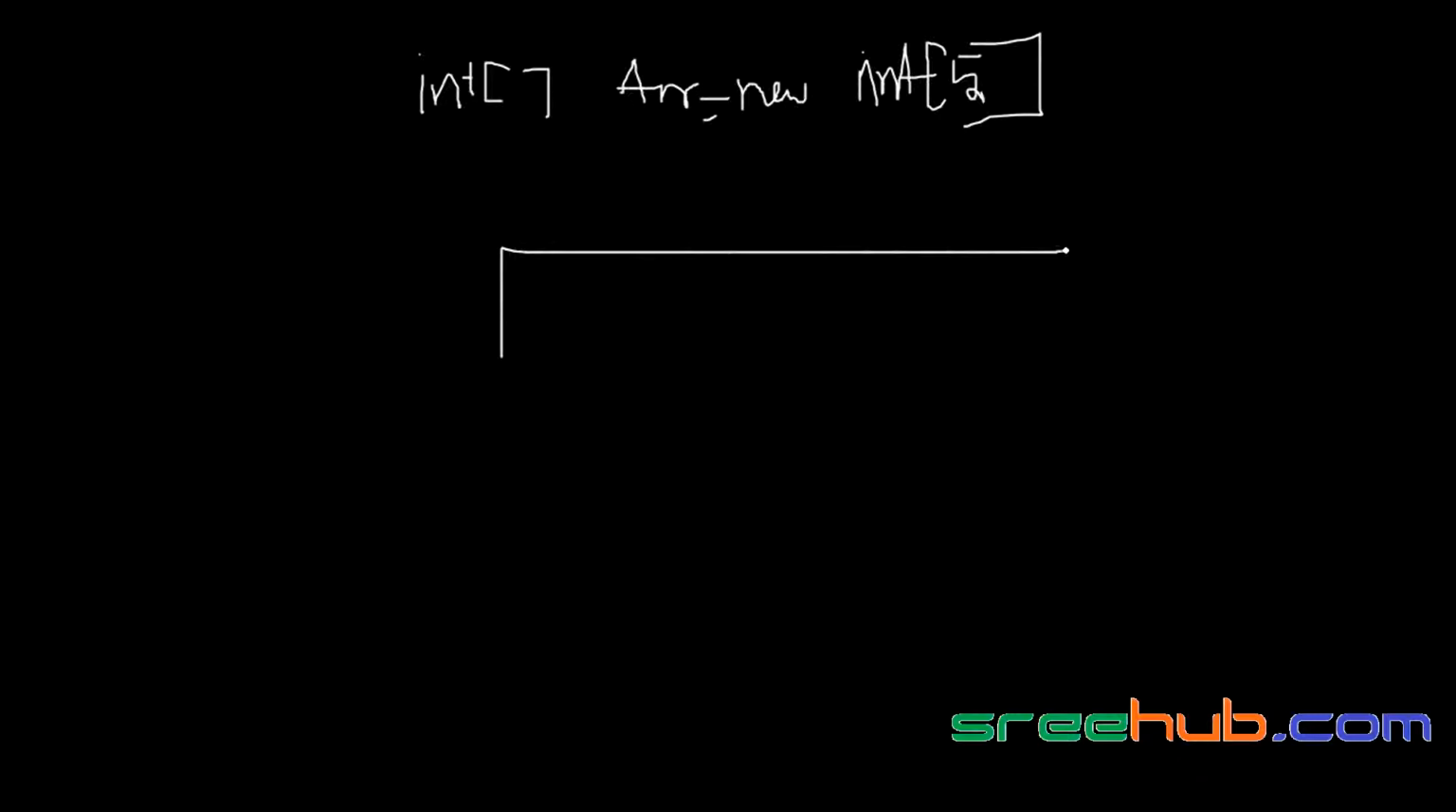So here, whenever you create an int array type, let's say I've created int array ARR, and we are saying it as new int of 5. Whenever you say this, internally it will actually create an array block for you, and it will create 5 different blocks. 1, 2, 3, 4, 5.